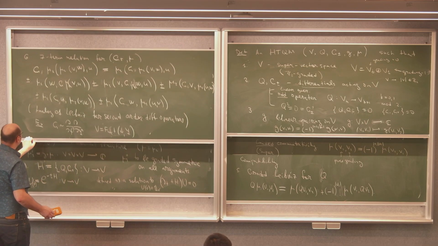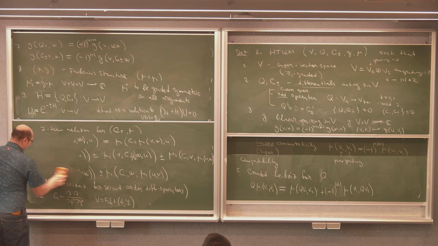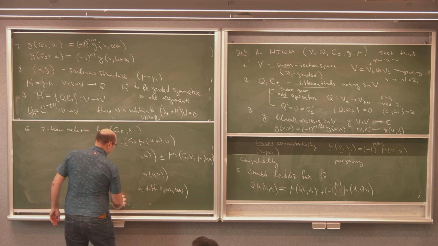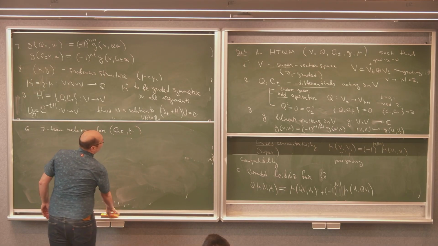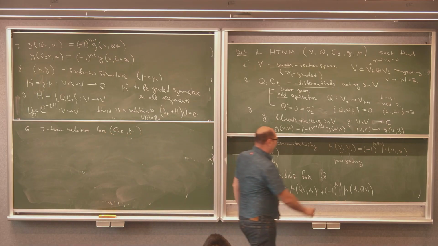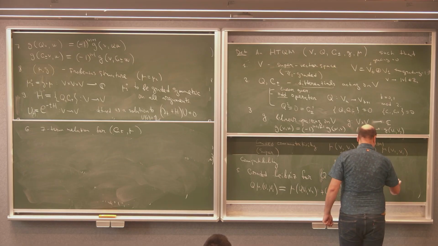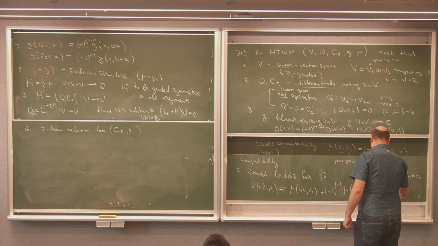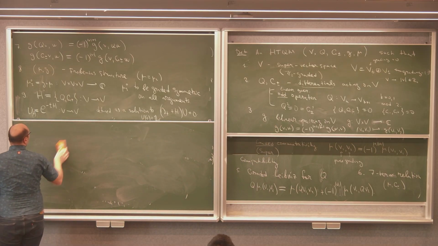Yeah, unfortunately, let me erase the 7-term relation, because that's the only way I can get some more space. So we will remember this 7-term relation. Maybe I will write it here, 7-term relation, for mu and G plus minus. And I will continue here.